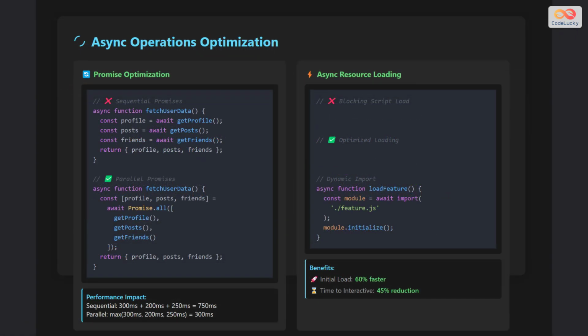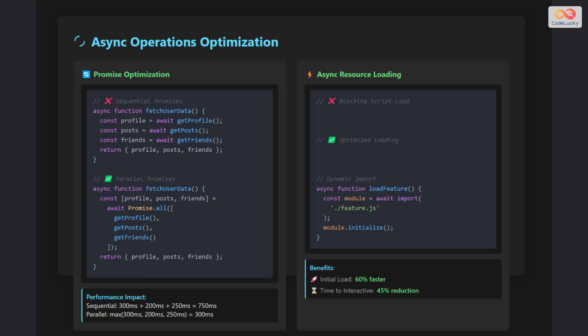Now let's discuss async operations optimization. A common mistake is when making multiple API calls one after the other, resulting in sequential execution where the next API call only happens after the previous one is completed. This results in unnecessary delays. Instead, we can make these API calls simultaneously using Promise.all. This allows us to make several requests at the same time and receive responses faster.